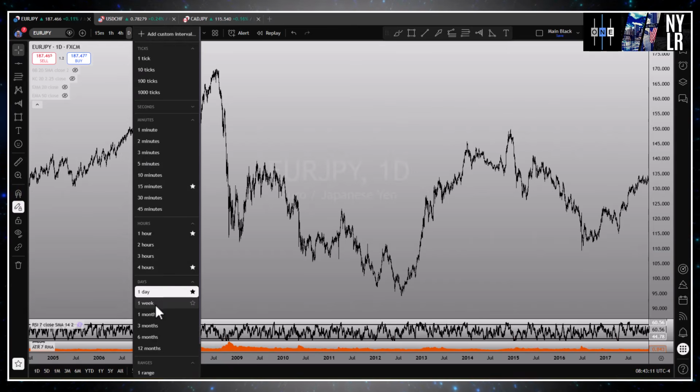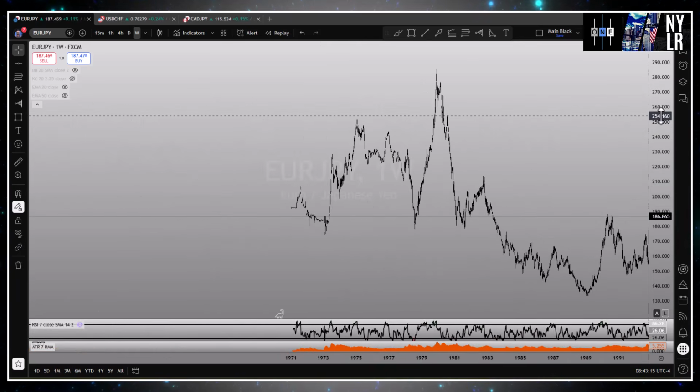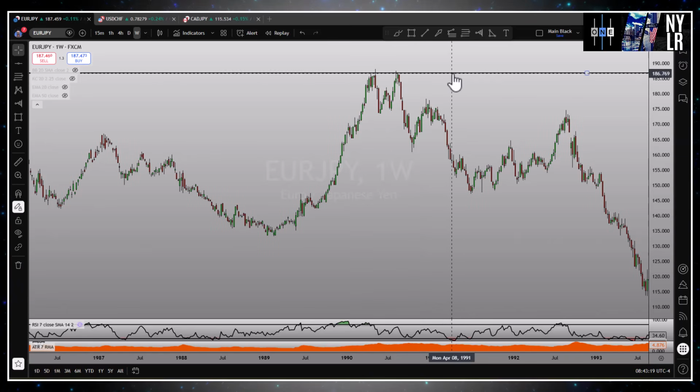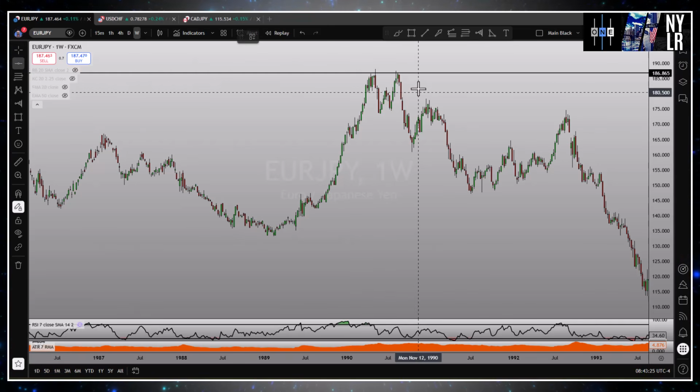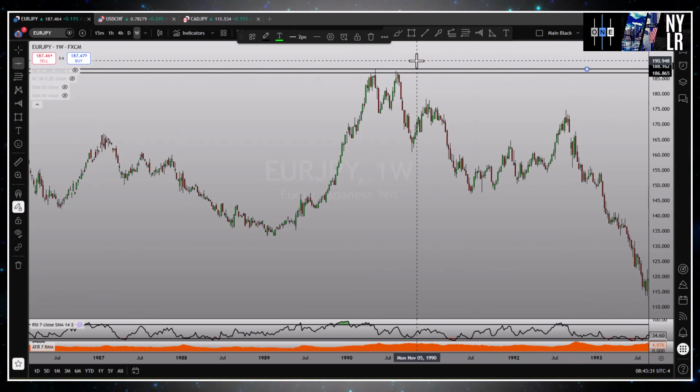Let's go to the weekly. And are we above it? Okay, well, here, this black line, right? This is the level we just broke. So would you guys say that we are in the clear, or would you guys say that we are at a level of structure? At a level of structure.